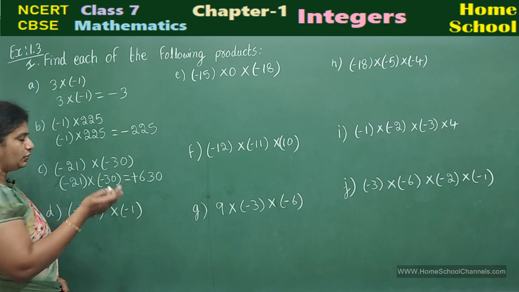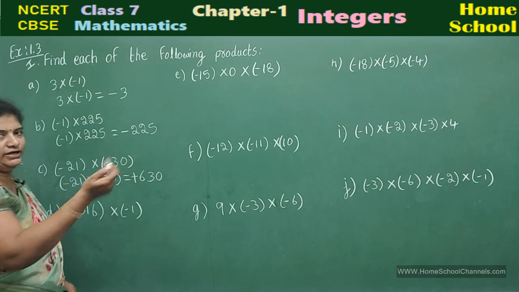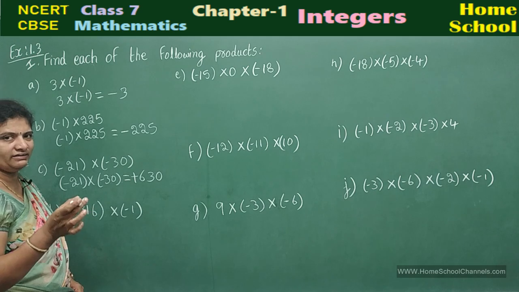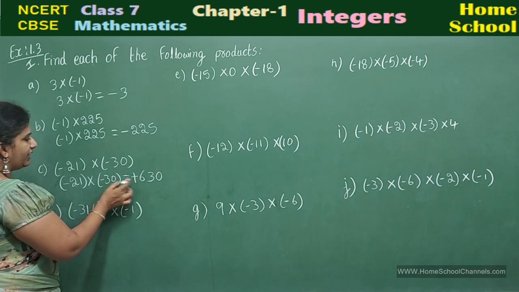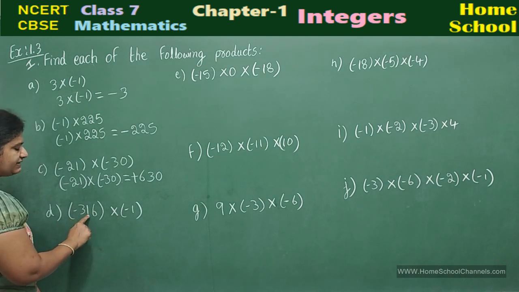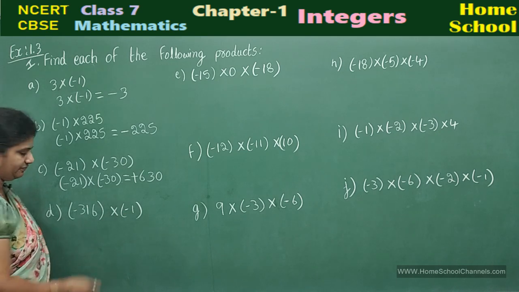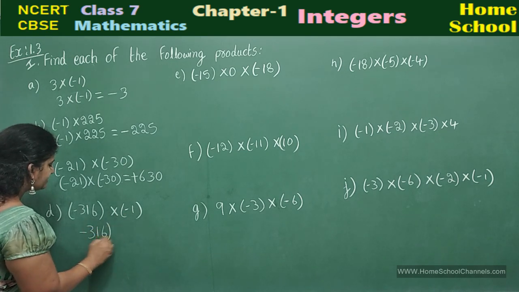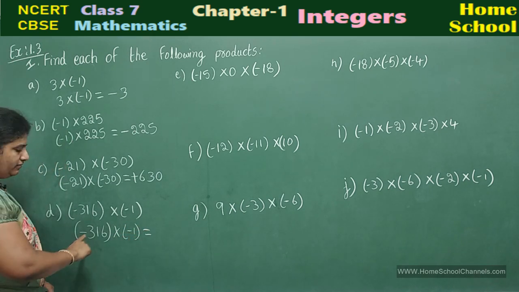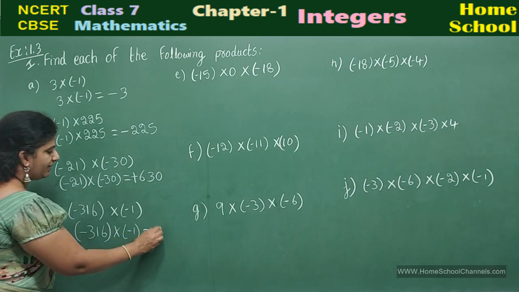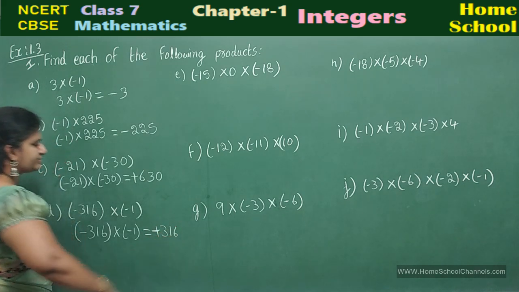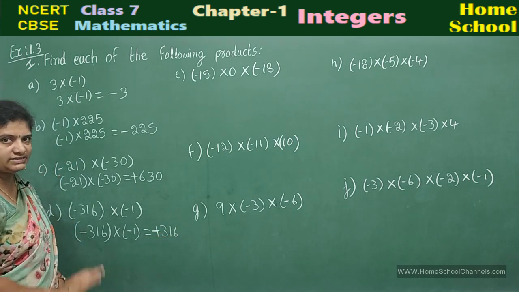If you want, you can separately multiply 21 into 30 and find out. If you are multiplying with any 10, 20, 30 or a multiple of 10, directly you can take the 0 in the answer. Next one, D. Minus 316 into minus 1. Minus 316 into minus 1 is equal to. Multiply the signs. Minus into minus, plus. 316 into 1. It is 316. Okay. Is this clear?